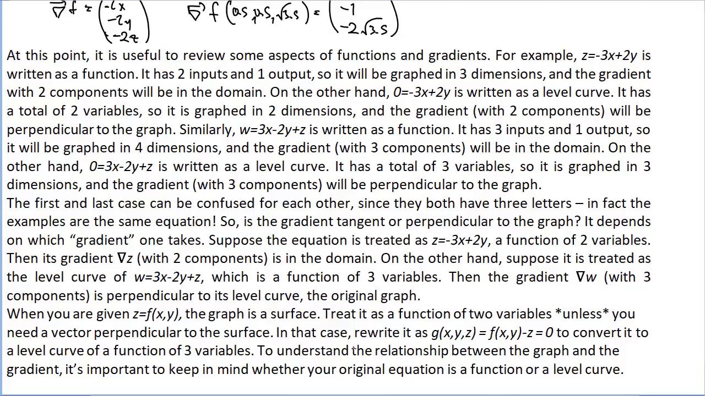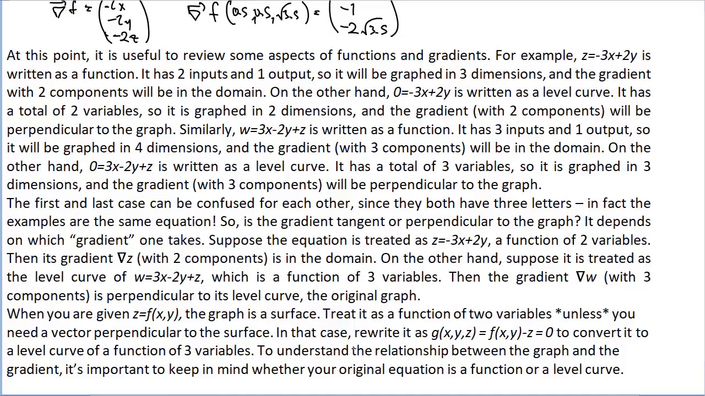But now let's point out where the confusion might occur. The first case and the last case can be confused with each other. They both have 3 letters. And in fact, it's the exact same equation. Z equals negative 3x plus 2y is algebraically equivalent to writing 0 equals 3x minus 2y plus z. So, is the gradient tangent to the graph, or is it perpendicular to the graph? And the answer is it depends on which quote-unquote gradient one takes.